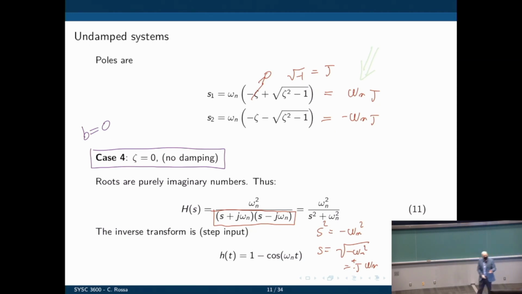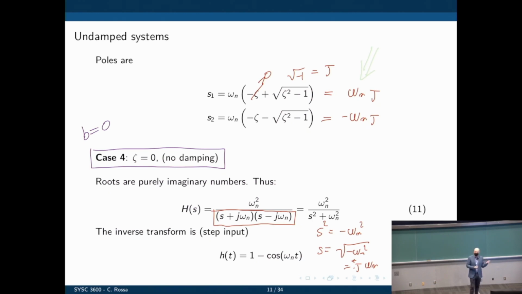If you apply a step input to the mass spring damper system and you do the inverse Laplace, we get the last equation there, h of t equals 1 minus cosine of omega n times t. And this makes sense because when there is no damping, nothing dissipates energy in the system. If I apply a step to the mass, I'm now accelerating the mass, giving it kinetic energy. That kinetic energy stretches the spring, which now stores potential energy. So kinetic energy is transferred to potential energy. Potential energy is transferred back to kinetic. In the process, nothing dissipates energy. So the system oscillates forever.